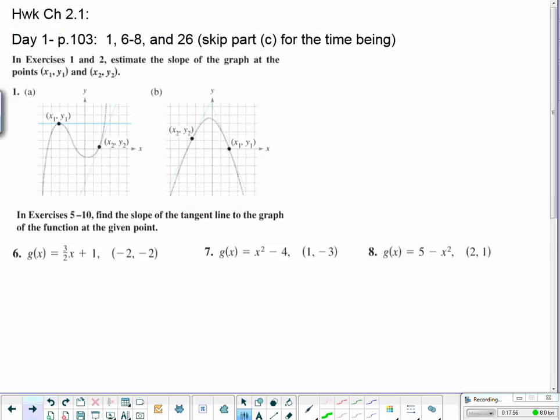Here is the homework being assigned for day 1, page 103, and it's 1 through 6, 6 through 8, and number 26. All right, good luck.